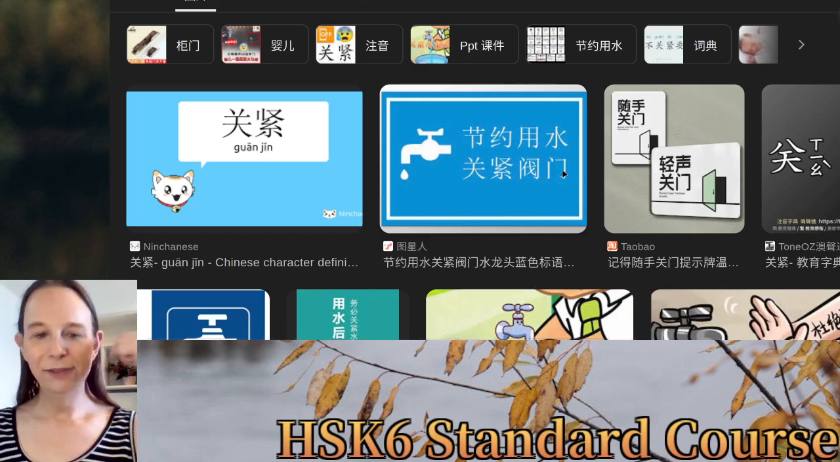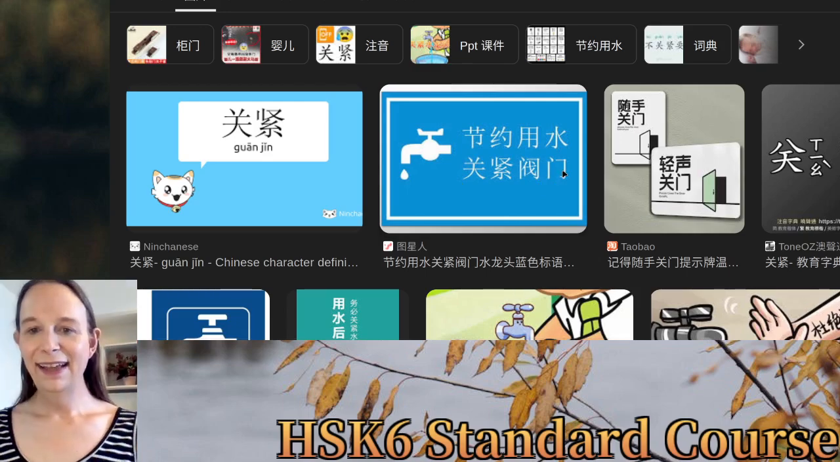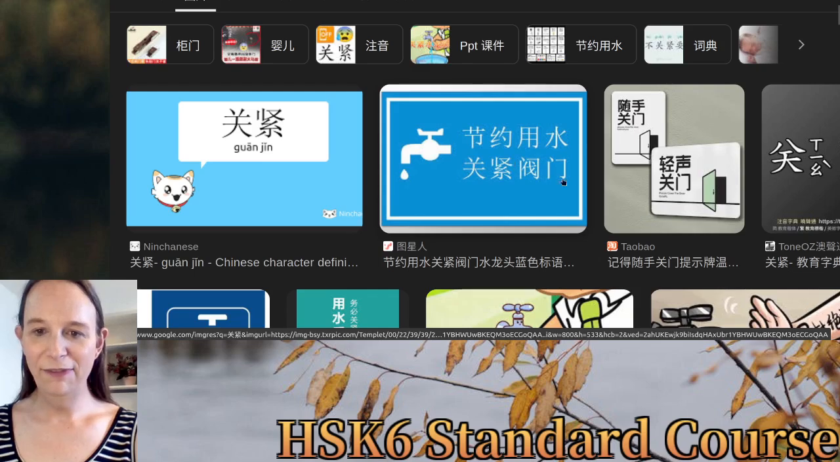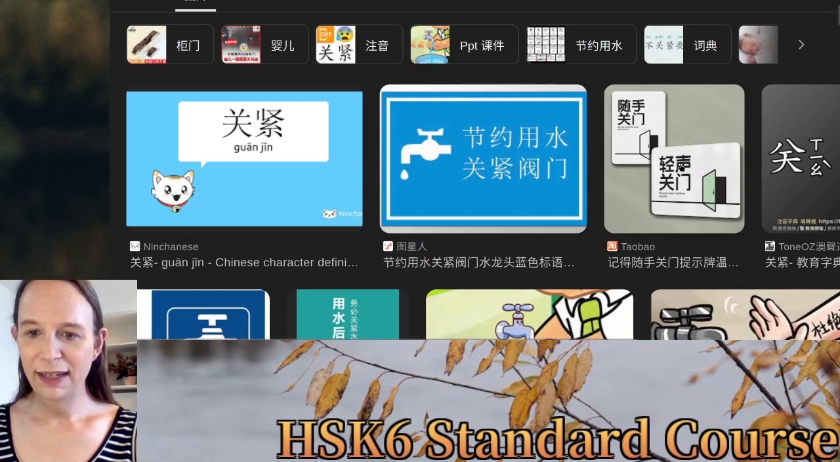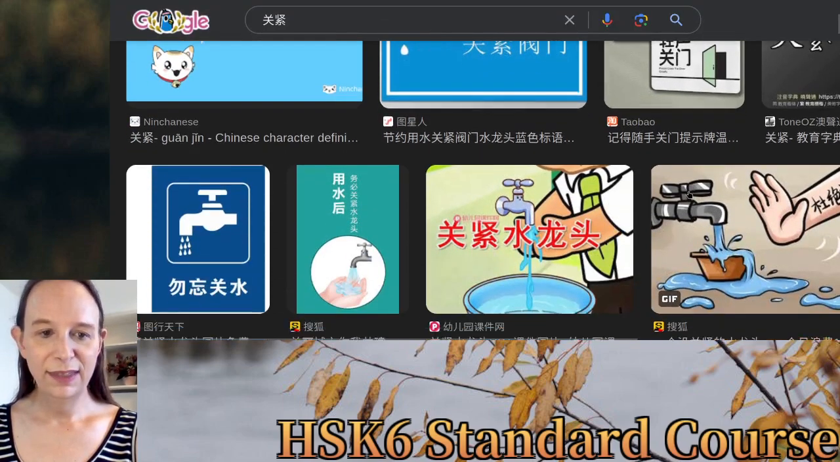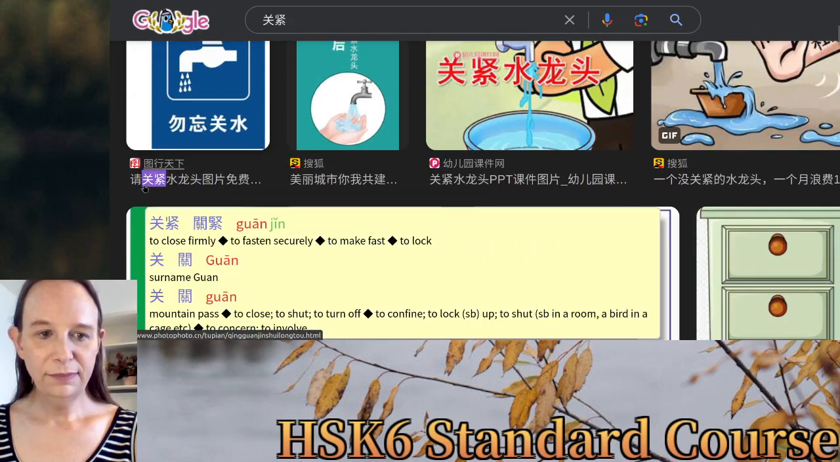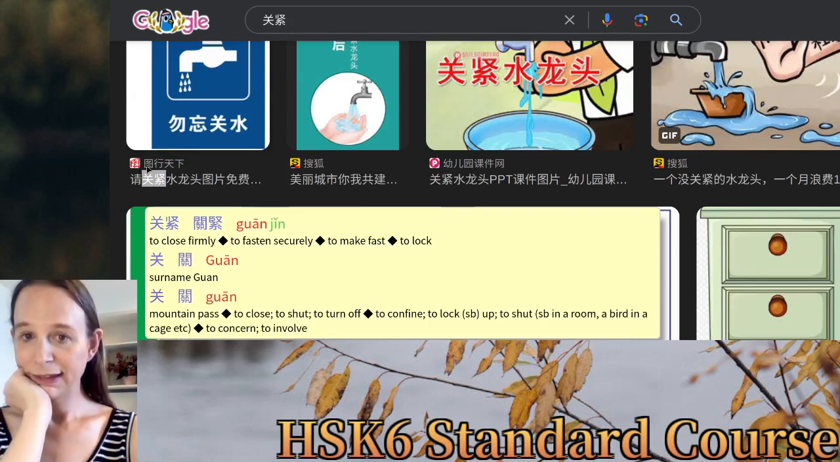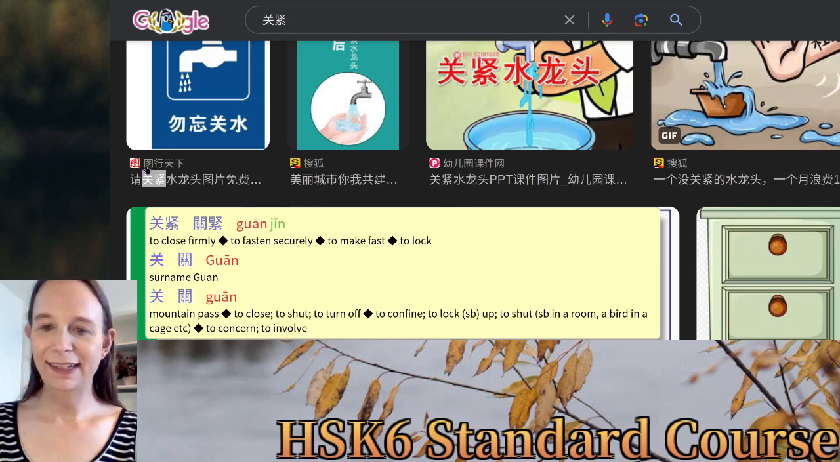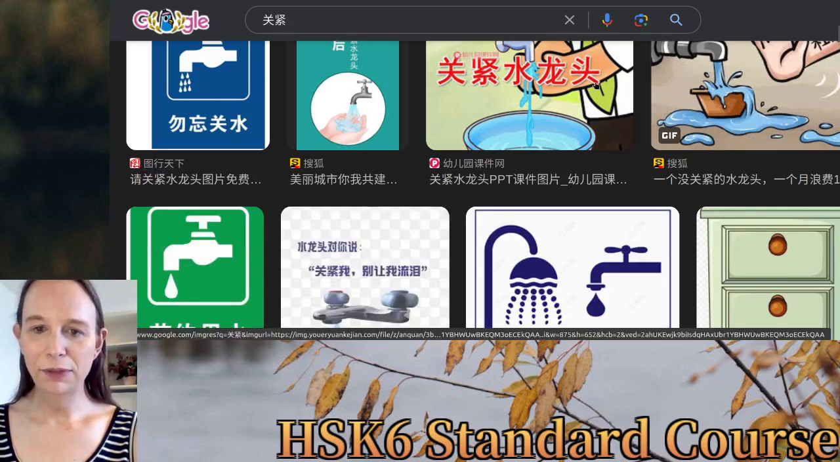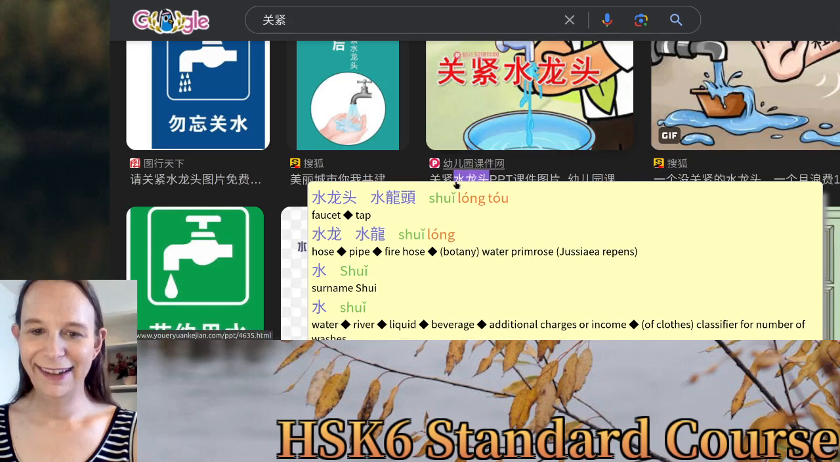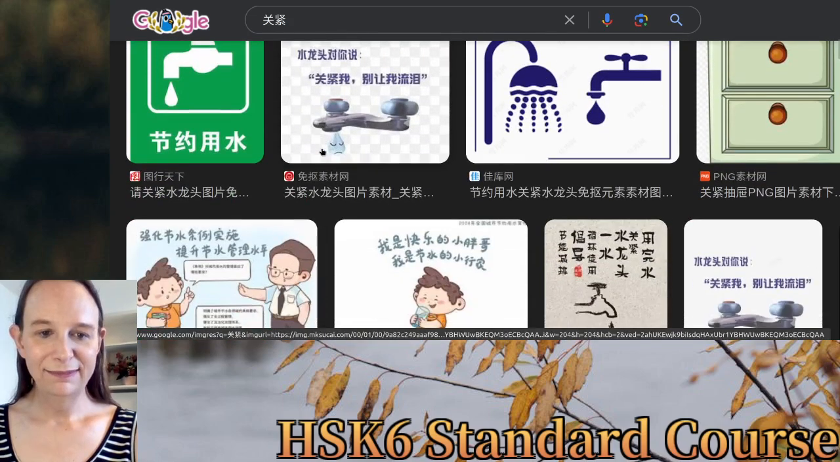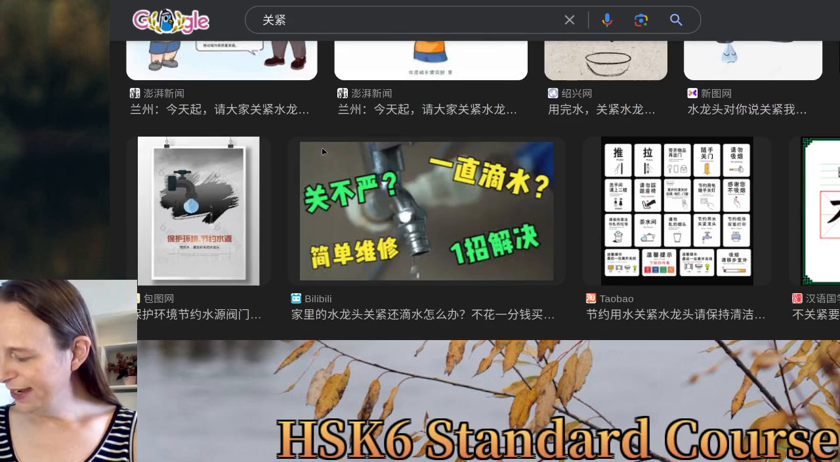阀门 is a valve, so you turn it tightly. I think this is meant to be interpreted figuratively. Like if you turn it too tightly, you wear out the washers, right? So 手关门, 轻声关门. Yeah. 关紧. The 紧 is often used as a suffix, just meaning tight. 关紧水龙头. Close tightly. The 水龙头, the faucet, the tap. I don't think that's especially challenging.